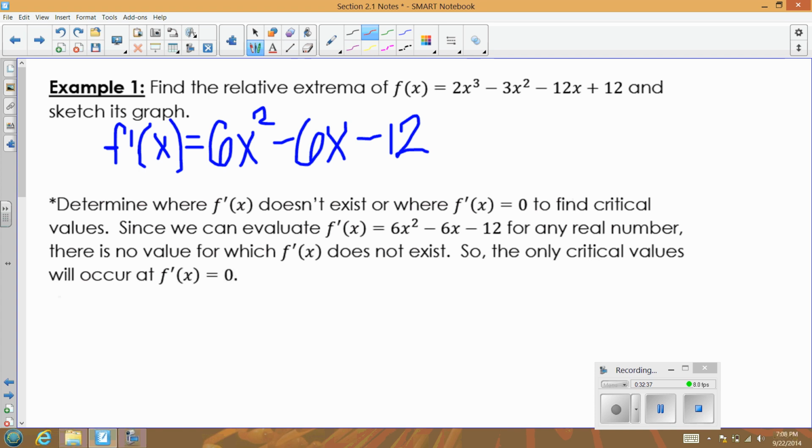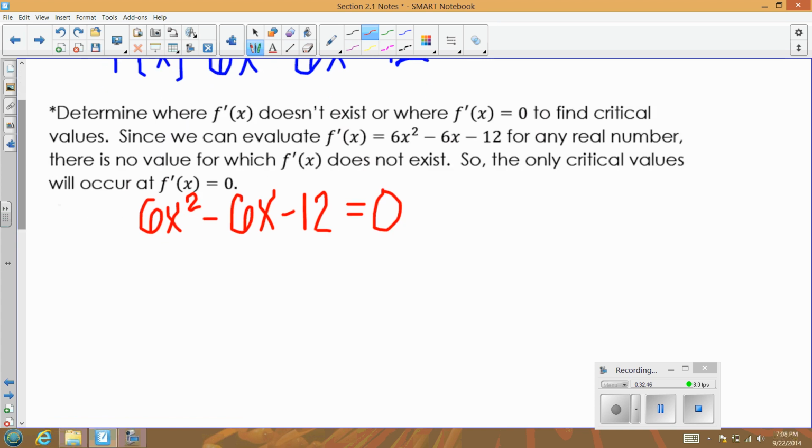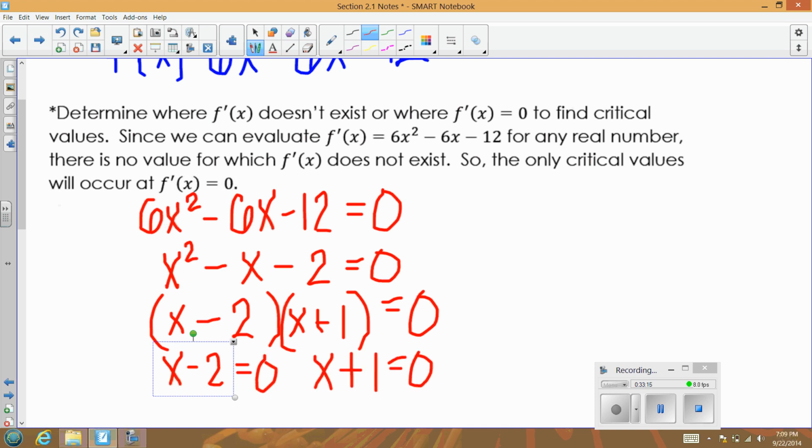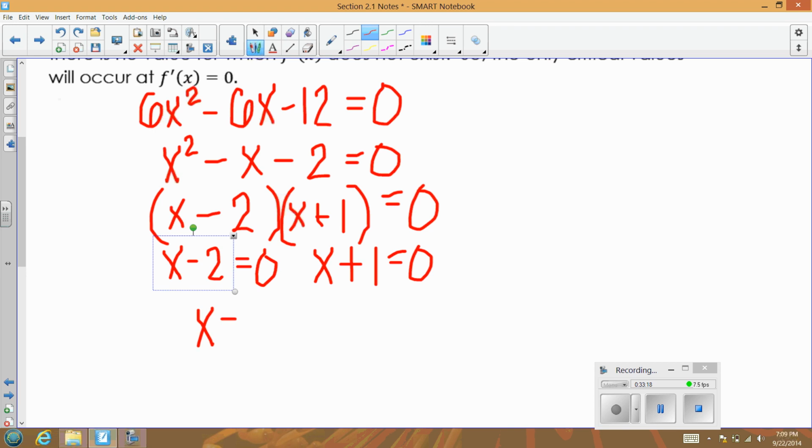So I'm going to set this equal to 0: 6x squared minus 6x minus 12 equals 0. Divide everything by 6, which makes the factoring a little bit easier. From here, we get our 2 factors. We have x, and remember, the numbers add to -1 and multiply to -2. The bigger number is going to be negative, the smaller number will be positive. Set each piece equal to 0 and get your solution. So we have x equals 2, x equals -1.